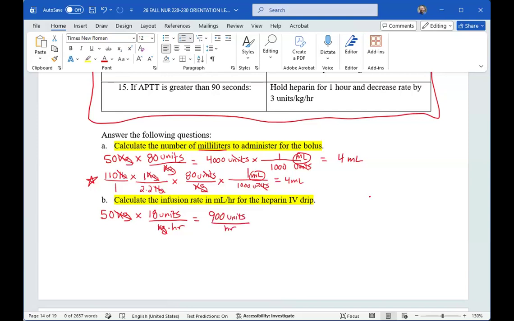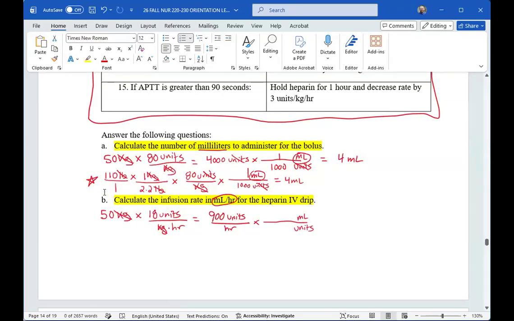So I want to double check. I'm basing that off of memory. All right, so 50 times 18, 900. Yeah, good. Now, again, I don't want units per hour. I want ml per hour. So I need to have a way to convert units to milliliters.